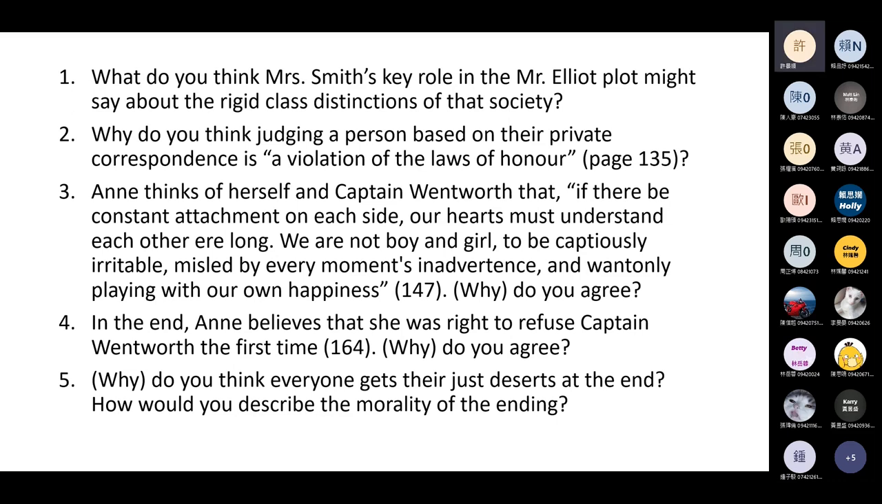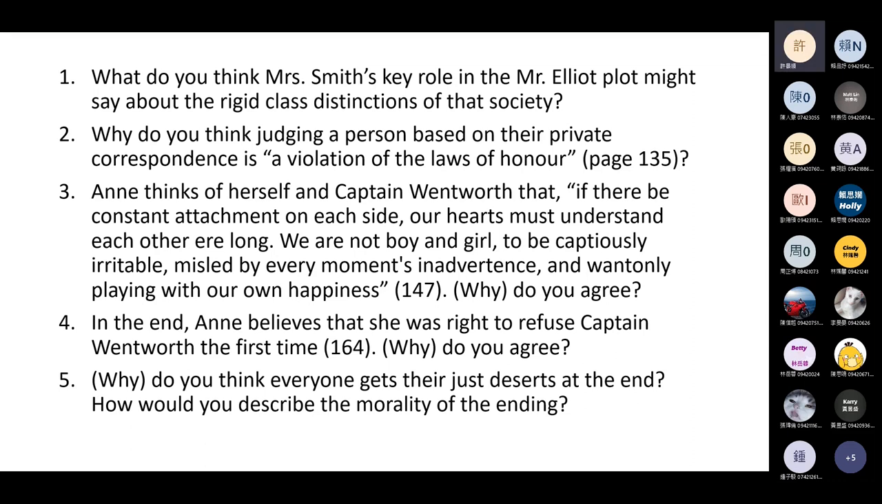3. Anne thinks of herself and Captain Wentworth that if there be constant attachment on each side, our hearts must understand each other ere long. We are not boy and girl to be captiously irritable, misled by every moment's inadvertence, and wantonly playing with our own happiness. Do you agree? Why not?